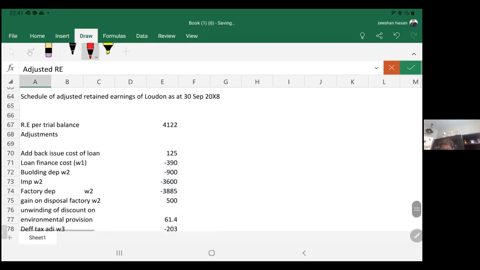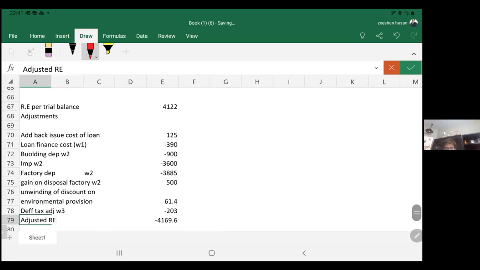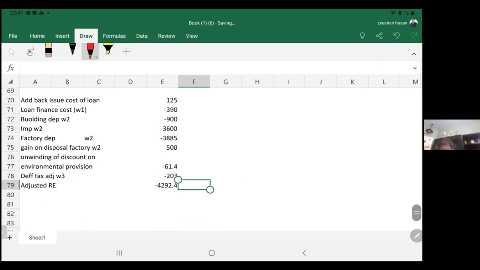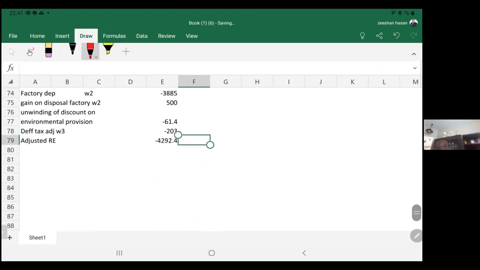4122, 125 minus 390 minus 900 minus 3600 minus 3885, 61.4. Okay, that's in negative. And 203. Now we'll get adjusted retained earning, which is 4292.4, and that's the answer of this requirement. I hope you get it. See you soon.